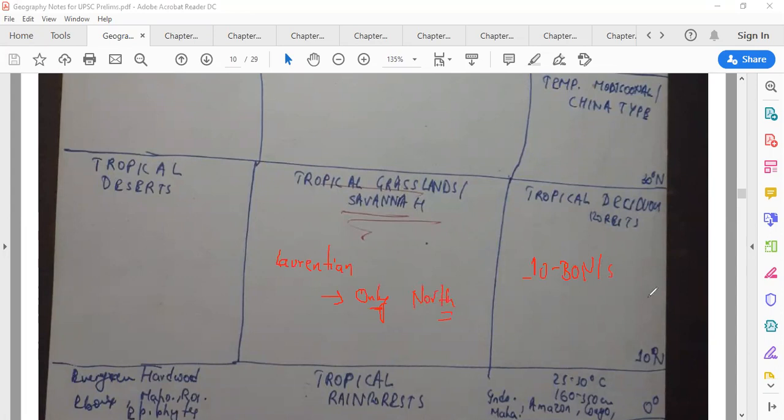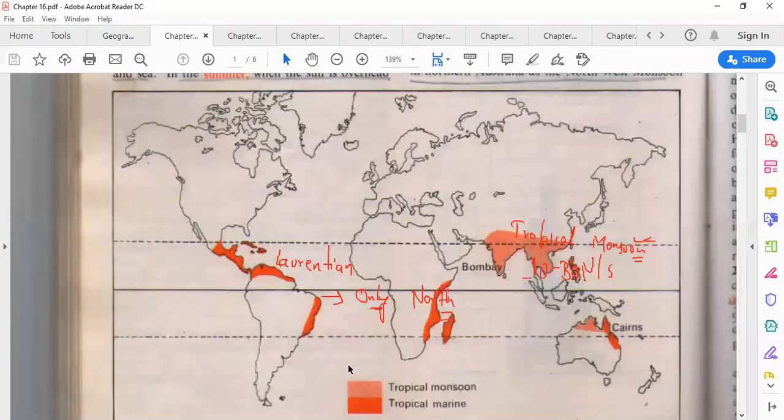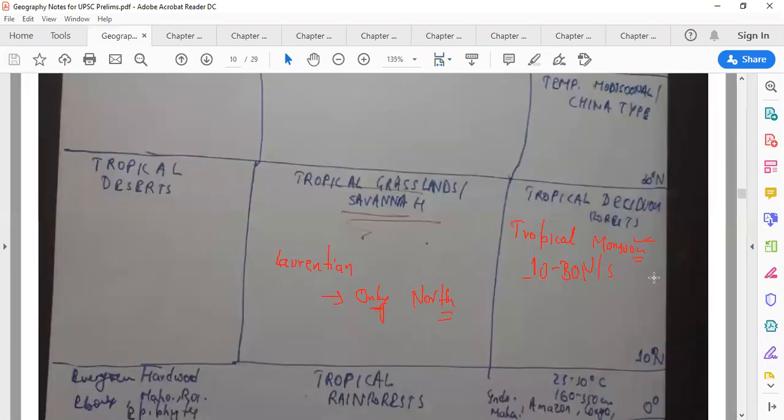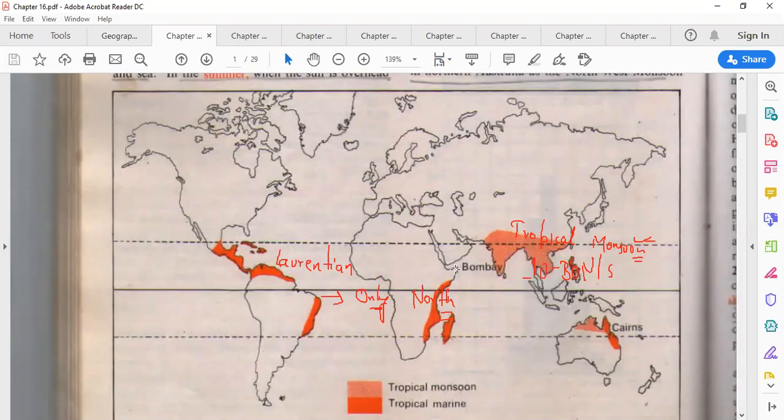So 10 to 30 degree north as well as south, you have tropical deciduous forest or tropical monsoon climate. You have tropical monsoon climate for these regions, right? We have just seen equatorial. So let's close this. Yes, we're talking about this tropical monsoon or marine climate, for 10 degree to 30 degree north as well as south. So let's see this region. Tropical monsoon or tropical marine. These are the areas.